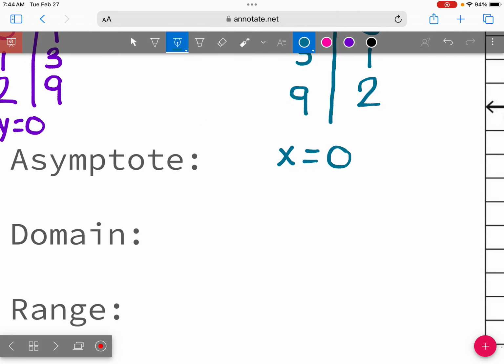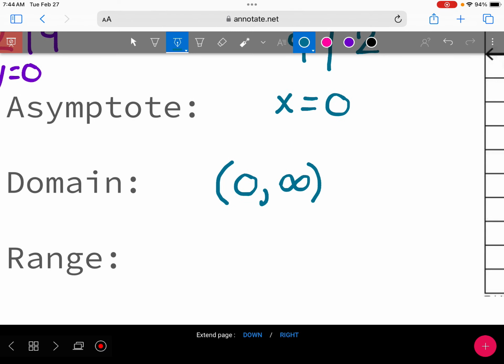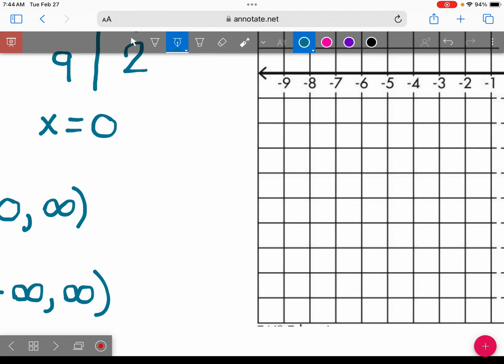We also know that the domain for our logarithms, it was the range for our exponentials. That's our 0 to infinity. And our range for our logarithm was the domain of the exponentials, which was all real numbers, or from negative infinity to positive infinity.